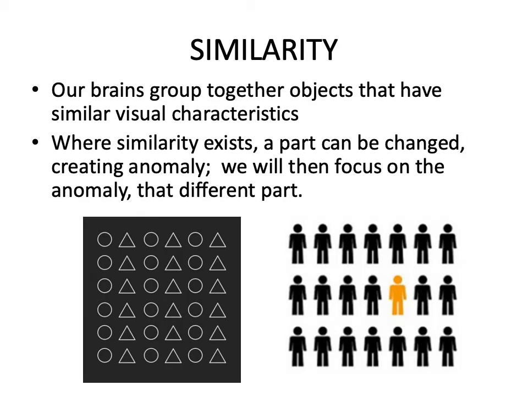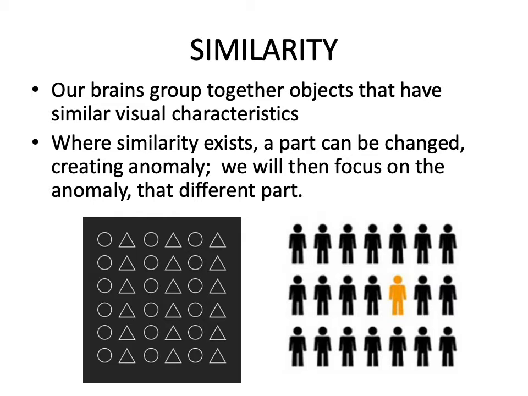The first principle we're looking at is similarity. This is the idea that our brains are grouping together objects that look similar, that look alike. If we look at these two diagrams, in the first one, within this black square, we divide up this group of shapes. We see groups of circles and groups of triangles, because we group all the circles together since they're similar, and all the triangles together because they're similar.